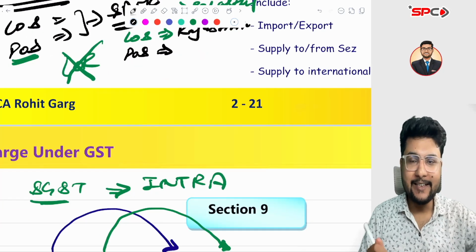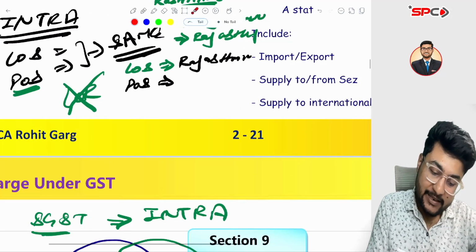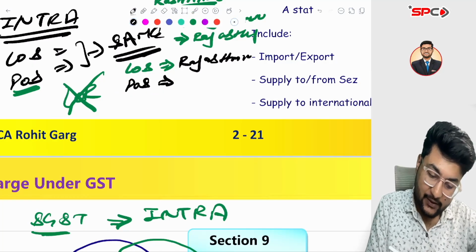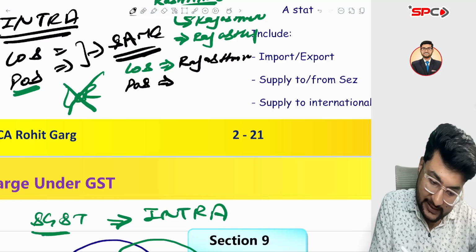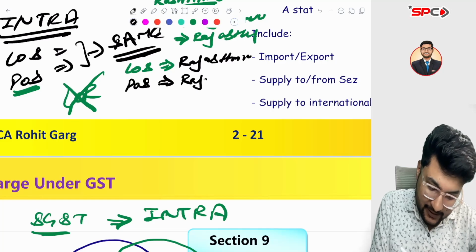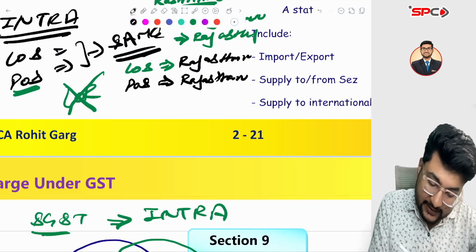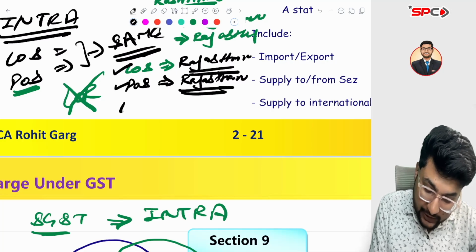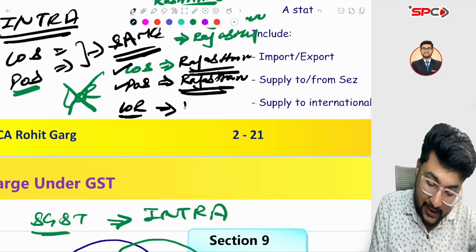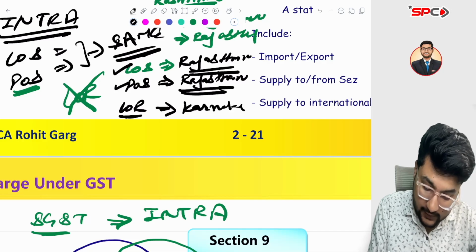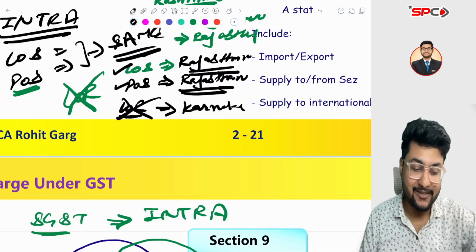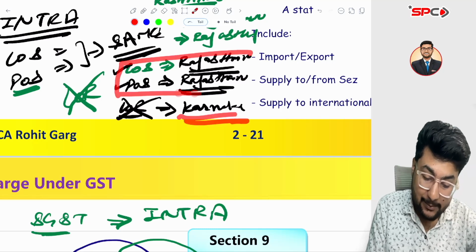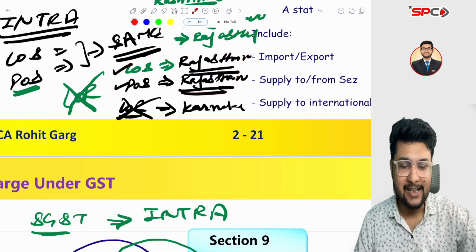In that case, as we have studied in place of supply, the place of supply would be the place of the immovable property. The immovable property is in Rajasthan, so Rajasthan will be the place of supply. Since location of supplier and place of supply are both in Rajasthan, but Rashmika is from Karnataka, the location of recipient doesn't matter. Even though Rashmika is from Karnataka, the location of supplier and place of supply are in Rajasthan.